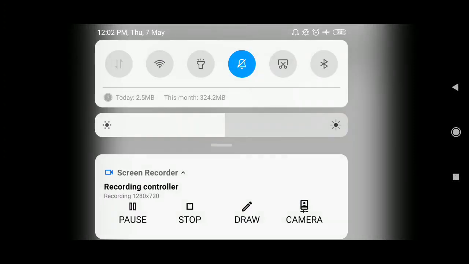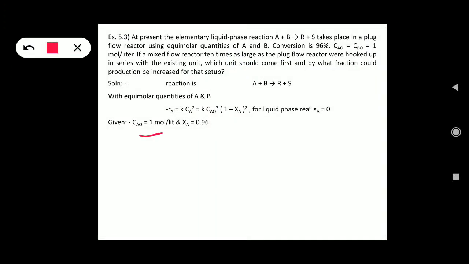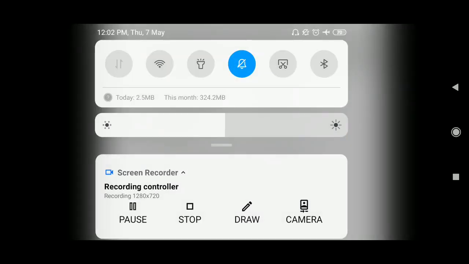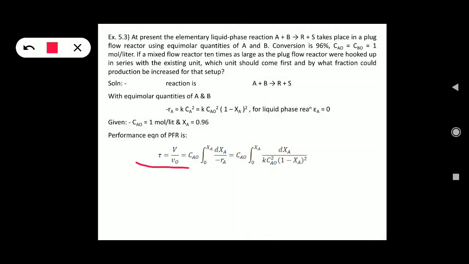Now, given CA0 is equal to 1 and XA is equal to 0.96, the performance equation of a plug flow reactor, as we already studied, can be written as tau is equal to V by V naught, equal to CA0 integral from 0 to XA of dXA upon minus RA. CA0 remains as it is. For minus RA, I have written K CA0 square (1 minus XA) square.